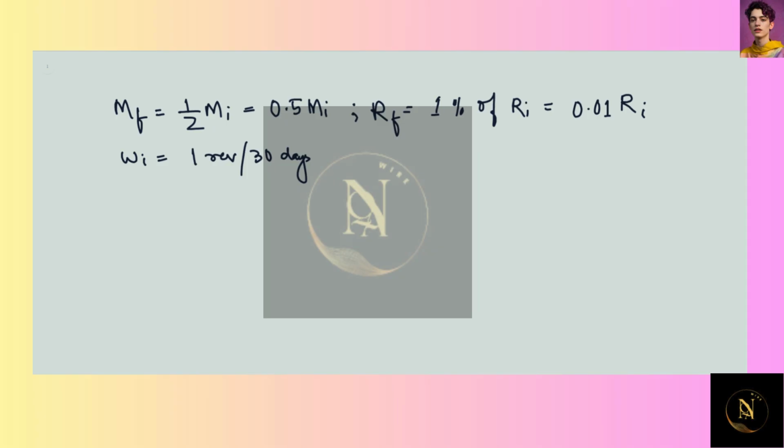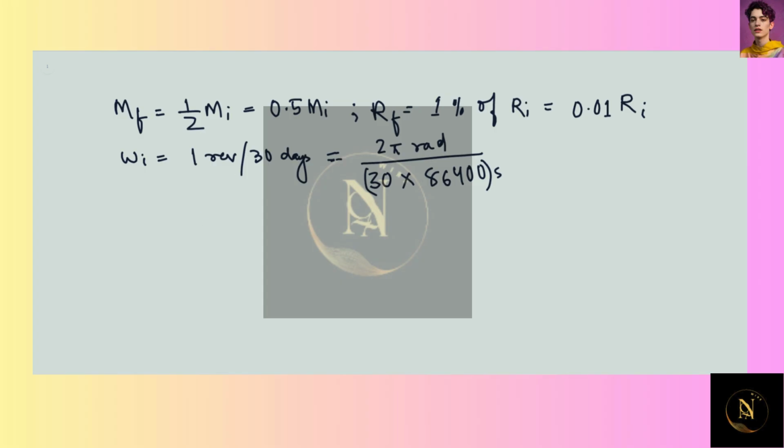Now omega I, or the initial angular velocity, is 1 revolution in 30 days. And let's first convert it into radians per second. So one revolution is basically 2 pi radian, and in one day we have 86,400 seconds. So here we have our initial angular velocity in units of radian per second.